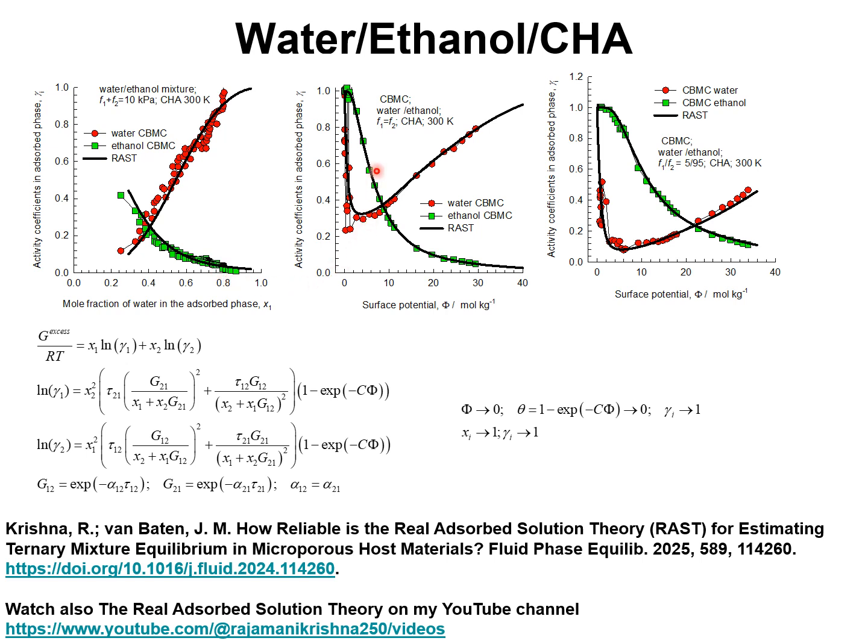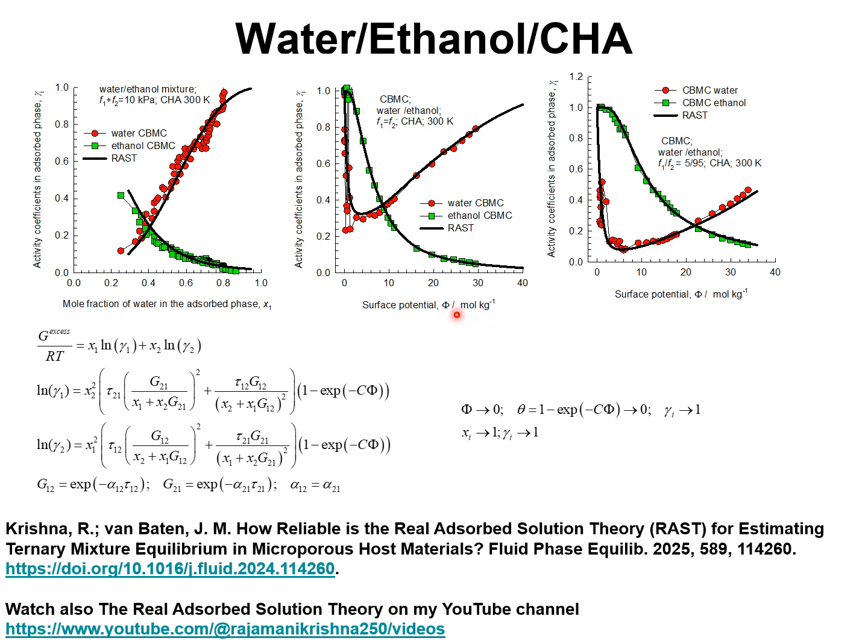In a different set of CBMC simulations, the bulk fluid phase is maintained at a constant composition of mole fraction 0.5 for both water and ethanol, and the total fugacity f1 plus f2 is varied from very low values to values of about 1 megapascal. The data on the activity coefficients for water and ethanol is plotted as a function of the surface potential.